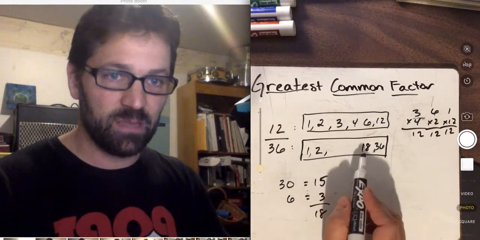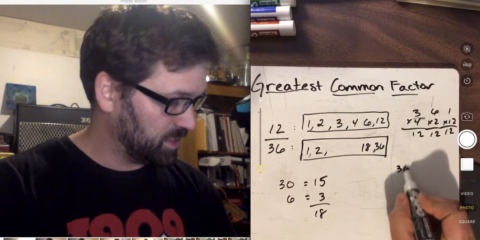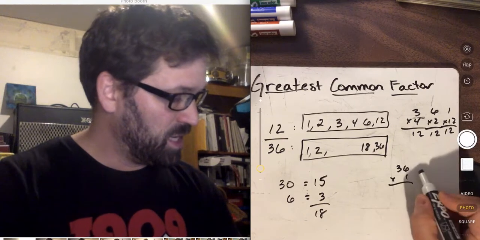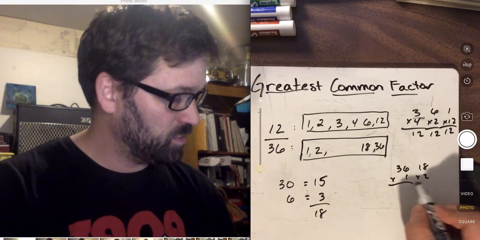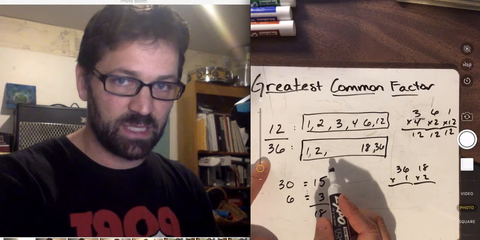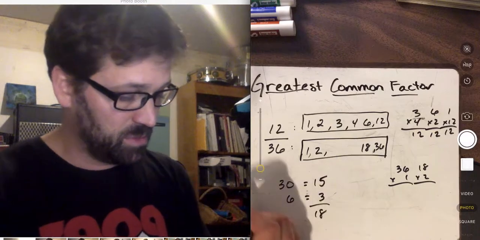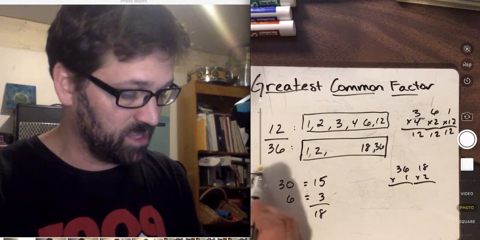So 2 times 18. So I'm going to write all my factors. 36 times 1, 18 times 2. All right, does 3 go in? 3 goes into 36. Well, let's think about that. I'm going to just divide it because that will tell me.